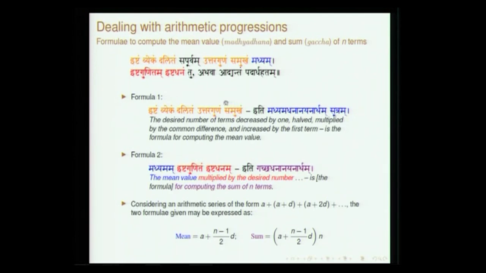Fine. Then he says, Madhyamam Ishta Gunitam Ishta Dhanam. Whatever you obtain as the madhyama, you take it and leave the other part. Madhyamam Ishta Gunitam Ishta Dhanam gives you the Ishta Dhana. Ishta Dhana is the sum of the n terms. So this multiplied by n gives you Ishta Dhana. Athava Adyantam Padartha Hritam: this is a different thing. Adi is the first term, anta is the last term. Padartha Hritam, you just divide by 2. Then also you get the sum.